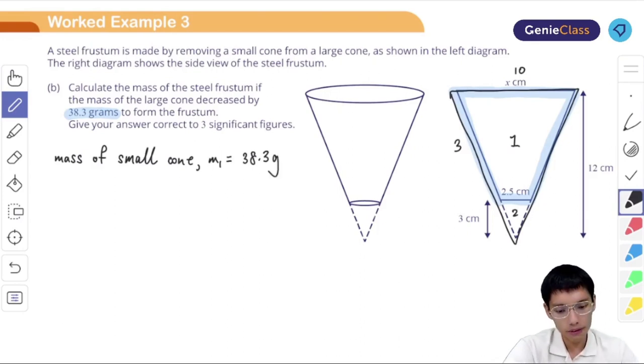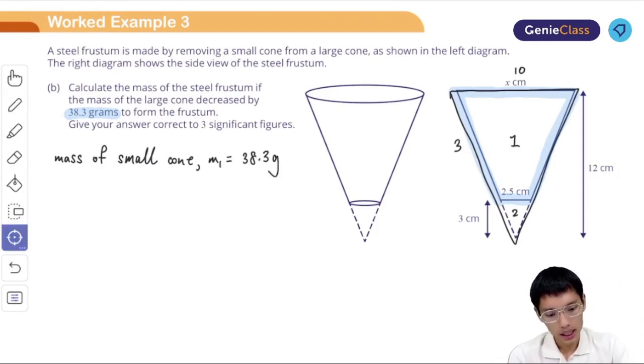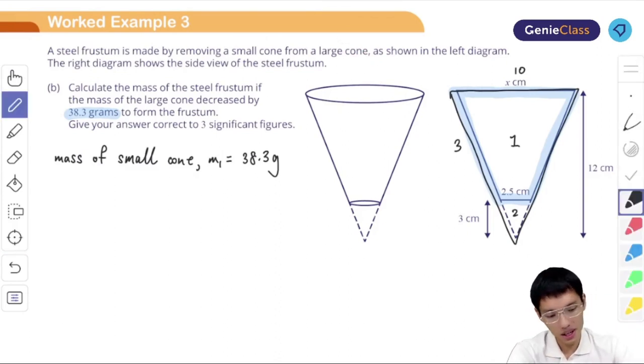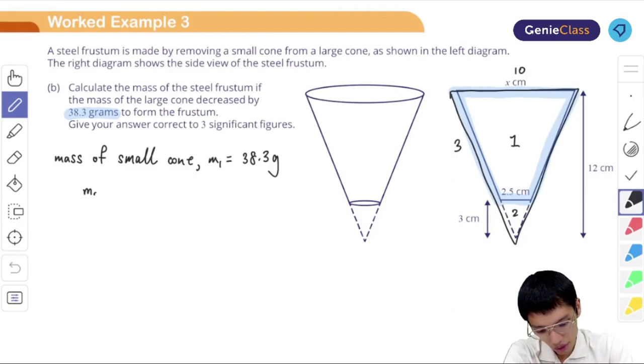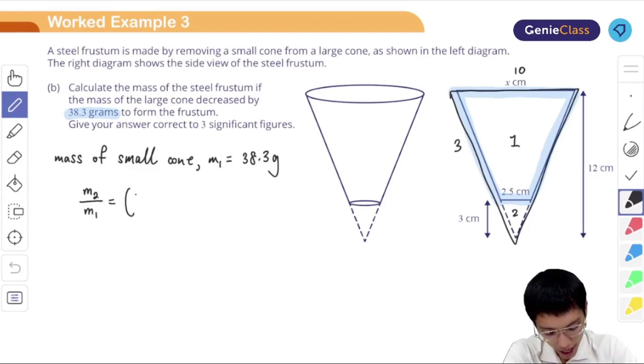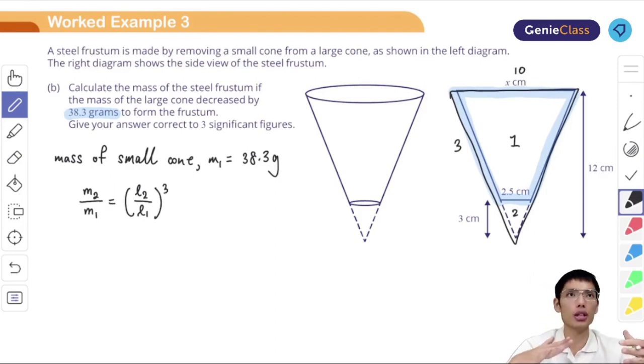Now, take note, how do I form my frustum? It's removing a small cone from the large cone, and take note, they are similar. So that's where you realize when it comes to similar, volume comes in M2 over M1. Take note, M1 we said is the small cone, so M2 is for the big cone. We have L2 over L1, take note, I cube it. And in this case, I can cube because they are the same cone, same density.